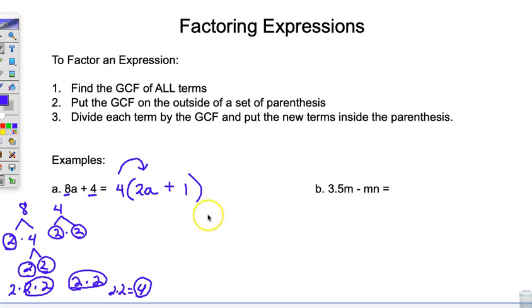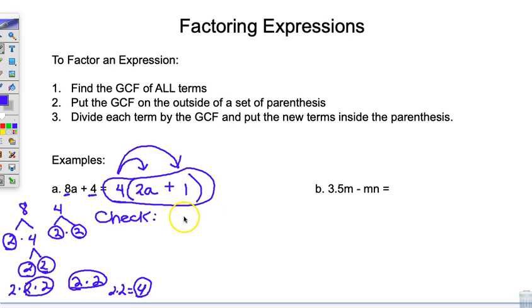And I finished. I can check this by actually applying distributive property. So this is my answer, and now I'm going to check it. And I do that just by applying distributive property. 4 times 2a is 8a. 4 times 1 is 4. So it does check out. So the factored form of 8a plus 4 is equal to 4, open parentheses, 2a plus 1. Let's move on to the next example.